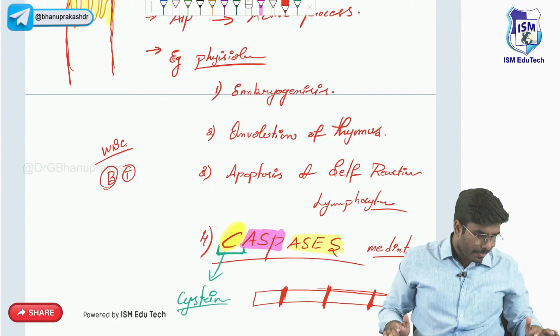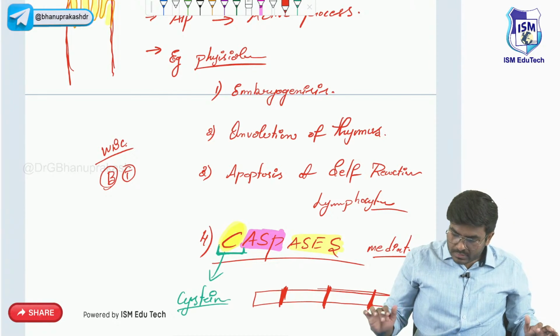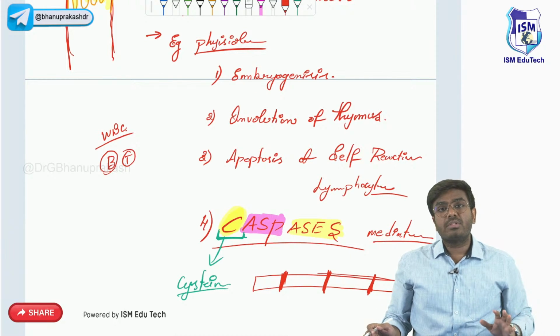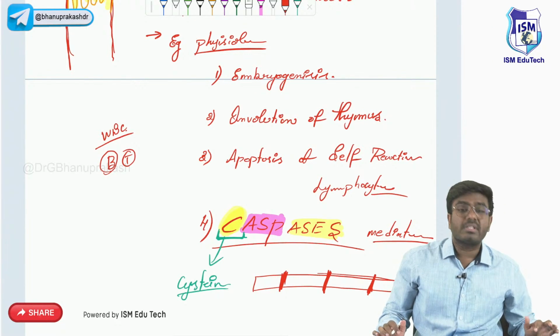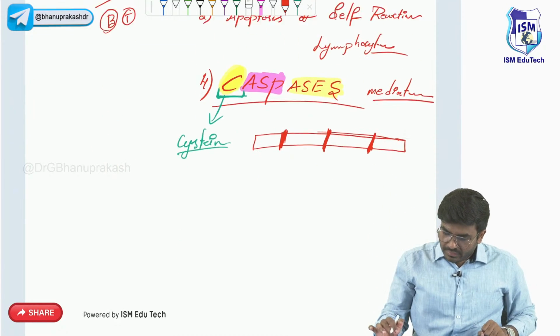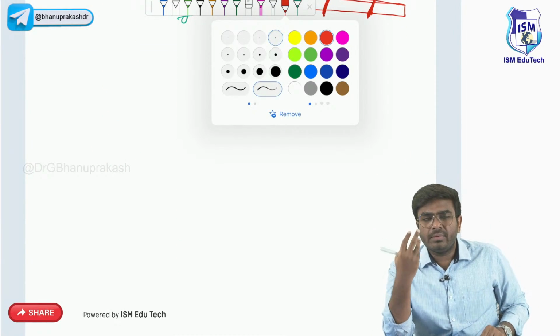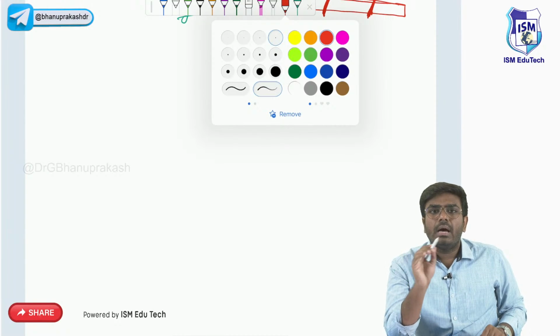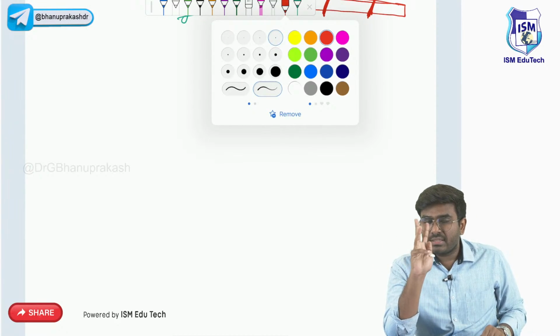Caspase mediated. Now, we have discussed the physiological examples of apoptosis. Can you give us some pathological examples? Very, very important. Physiological examples I gave three: embryogenesis, elimination of self-reactive lymphocytes, and involution of thymus. These are the three examples.